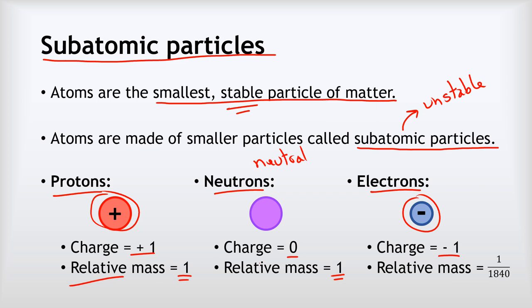Now, their relative mass is absolutely tiny. It's roughly speaking this fraction here, 1 over 1,840. So very roughly, it weighs 2,000 times less than a proton or a neutron. You will see different values for this. So sometimes 1 over 2,000, 1 over 1,837, 1 over 1,800. Like, it varies a bit. The exact value doesn't matter. But this is the value I see most often. But don't worry if you don't remember the exact value, just remember that it's very small.